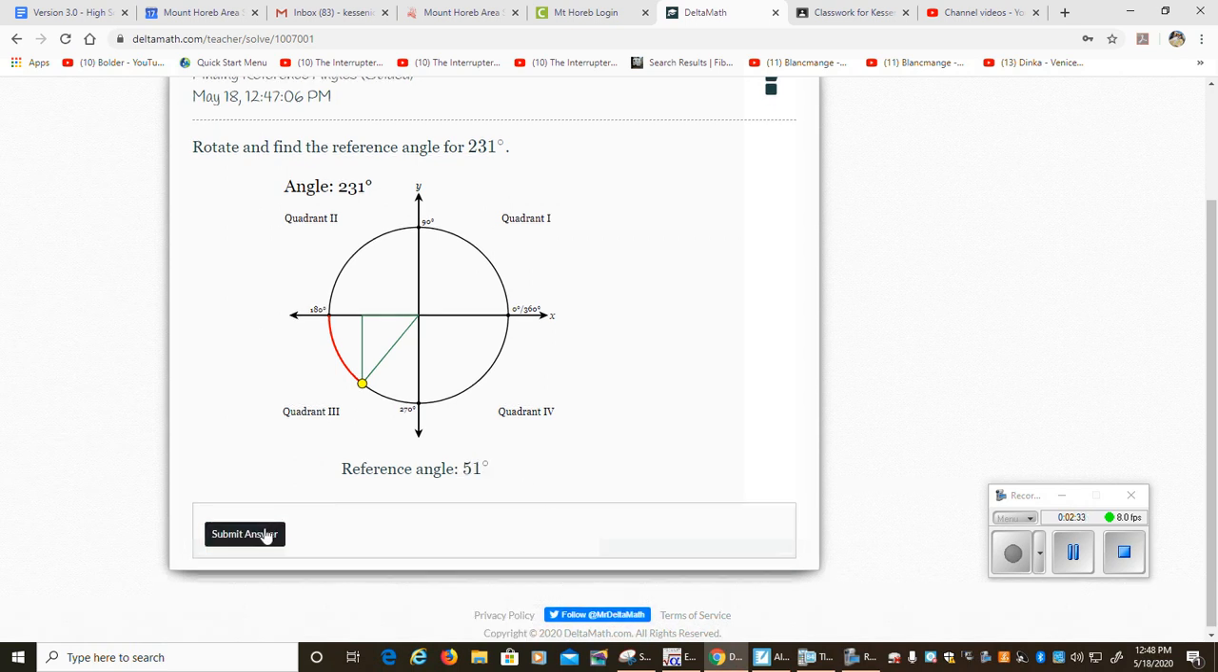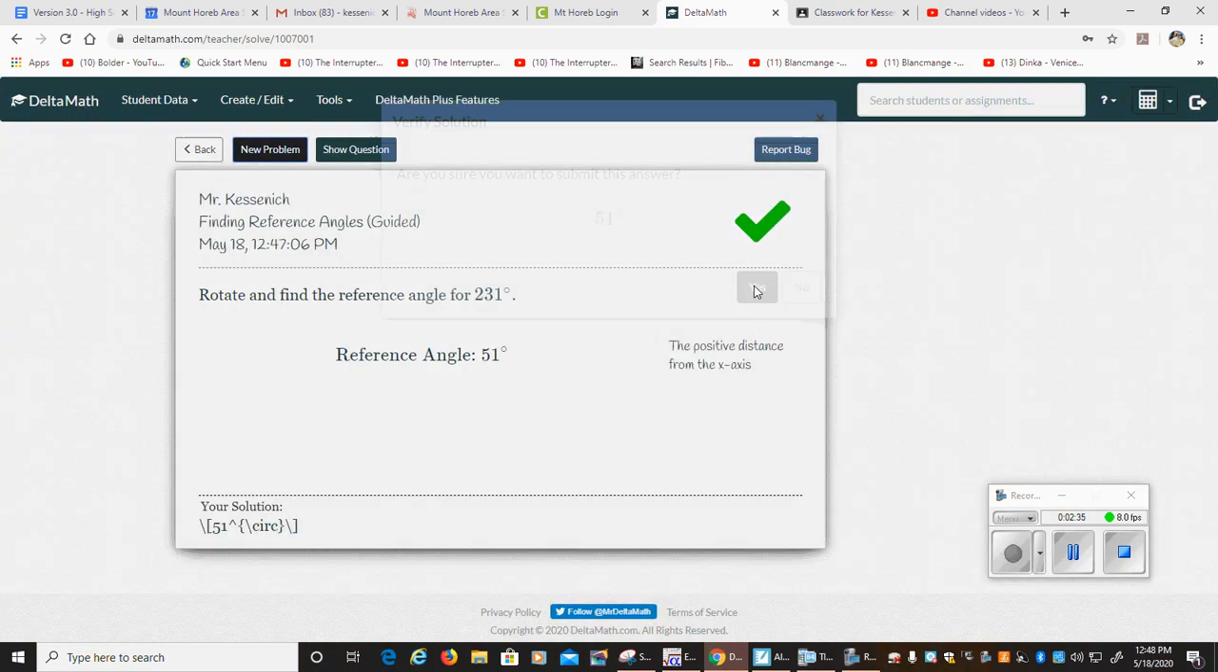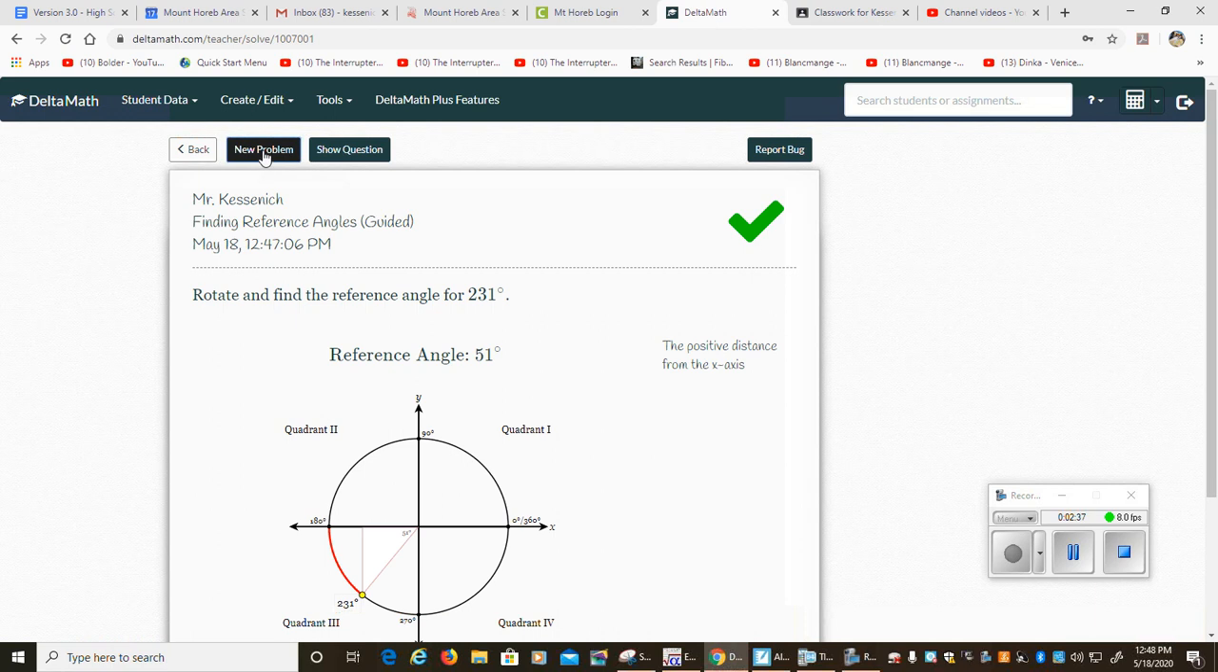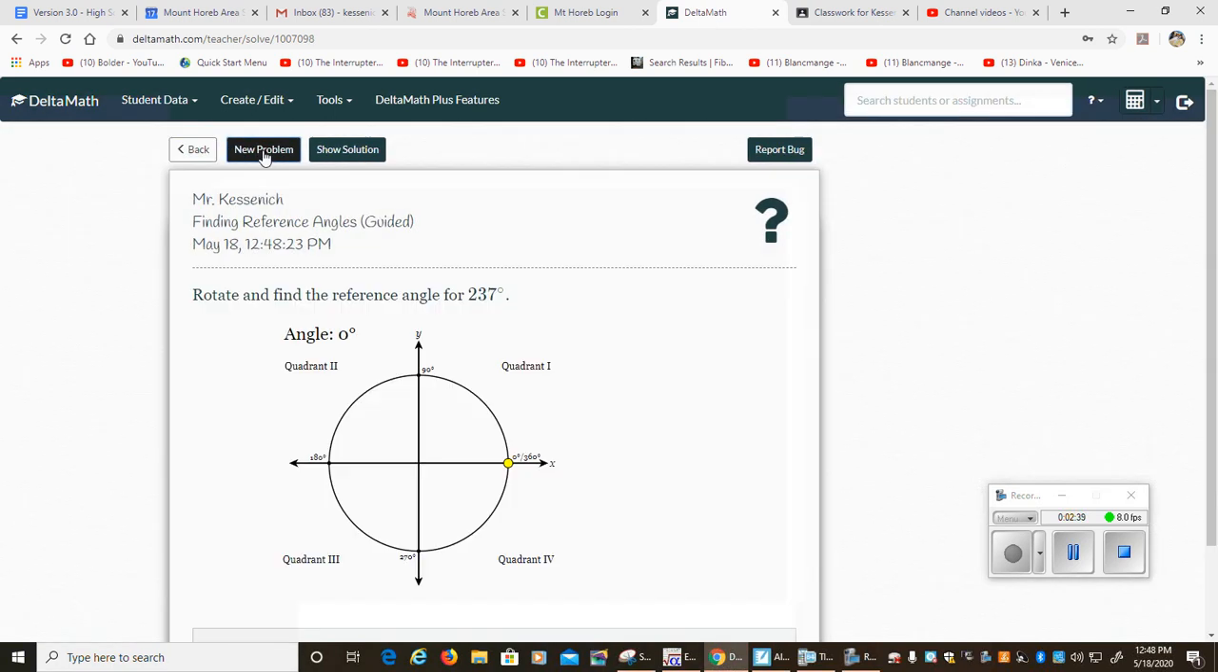Submit answer. Okay, here we go. Yep, we got it. Okay, 237. Well, we just did one in that quadrant. You just rotate over to 237 and do the same thing. So it's how far are you from the x-axis? But we did that, so let's go to another example.